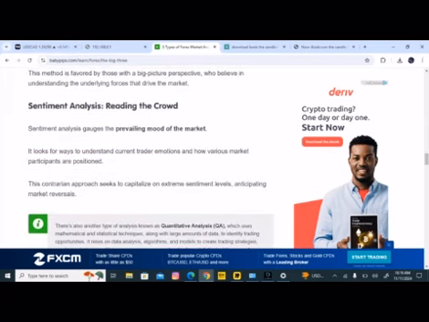Let me talk about the sentiment analysis. Sentiment analysis gauges the prevailing mood of the market.